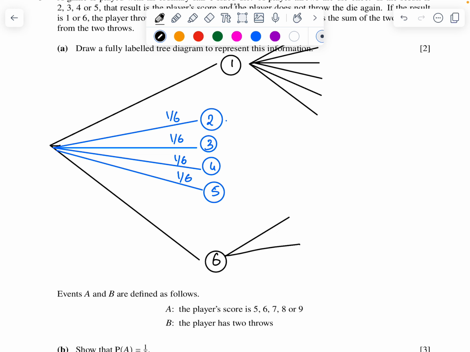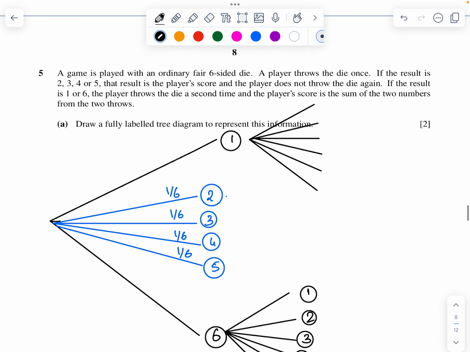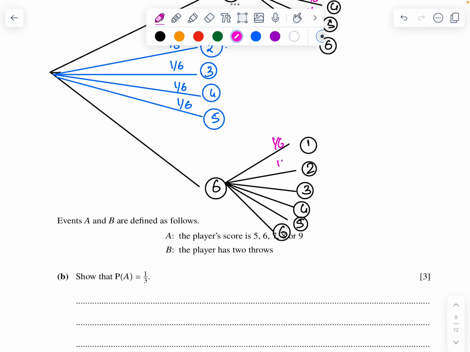Again 1, 2, 3, 4, 5, and 6. And in these cases, the probability is again going to be 1 upon 6 in each case, 1 upon 6, 1 upon 6, 1 upon 6, 1 upon 6, and 1 upon 6.